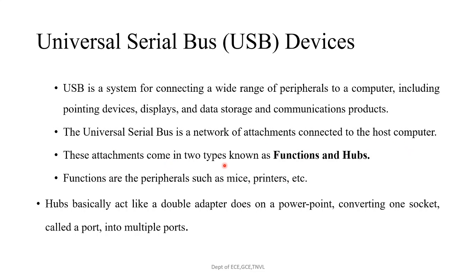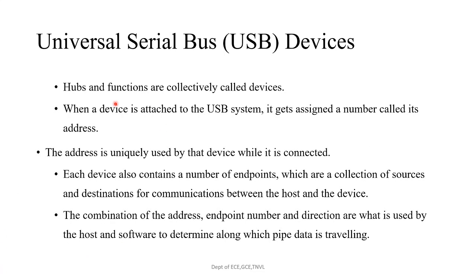These attachments come in two types known as functions and hubs. Functions are the peripherals such as mice, printers, etc. Hubs basically act like a double adapter does on a power point, converting one socket called a port into multiple ports. Hubs and functions are collectively called devices.